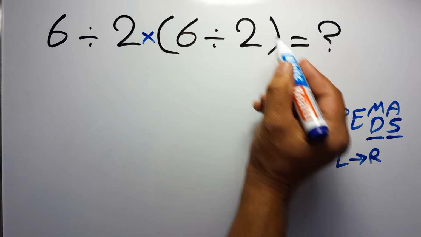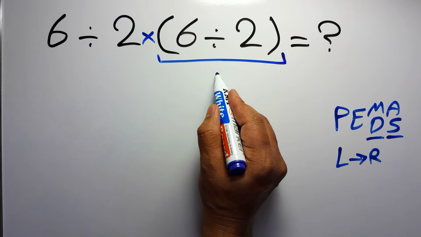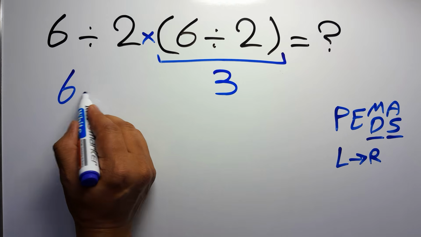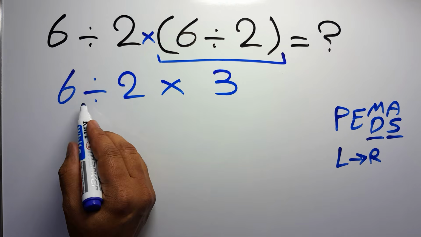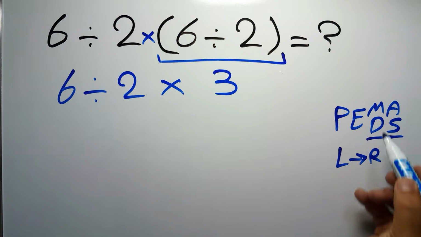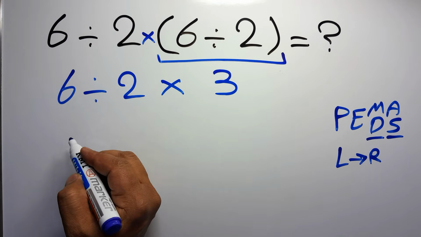So first we have to do this parenthesis. Inside this parenthesis we have 6 divided by 2, which equals 3. So we have 6 divided by 2, then times 3. Now we have one division and one multiplication. According to PEMDAS, as I said, multiplication and division have equal priority and we have to work from left to right. So here first we have to do this division.